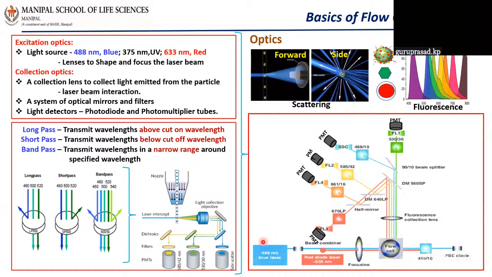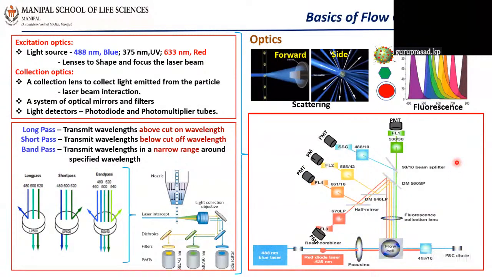Looking into this system, there is a blue laser. When your cells are moving in a single line, these cells are exposed to the light. When they are exposed, they show scattering. Based on the forward scatter, you can detect the size and shape of a cell. Based on the complexity of the cells, you can detect that in a side scatter channel. And if the cells are producing a fluorescent color, you can detect it in different photomultiplying tubes.